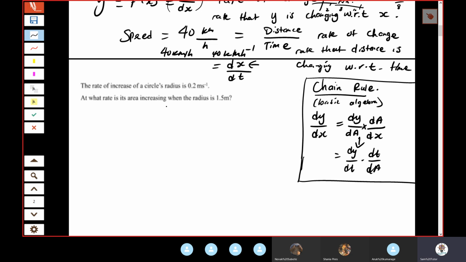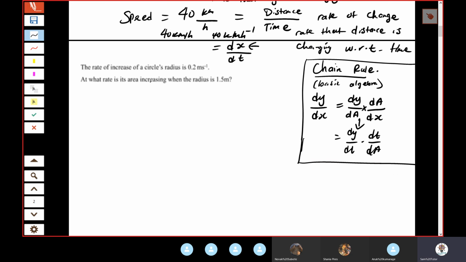Please stop me if something gets confusing here. Let's start. The rate, I already know I'm going to think about d. The rate of increase of a circle's radius is 0.2 meters per second. So what should it be? D what? 0.2 meters per second. Radius. I'm going to choose x, x being for distance. Or you could have chosen r. dx on dt equals what?